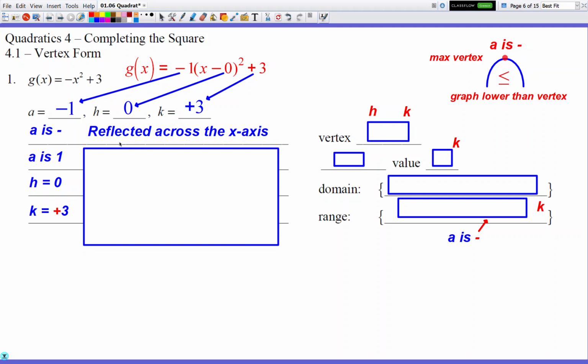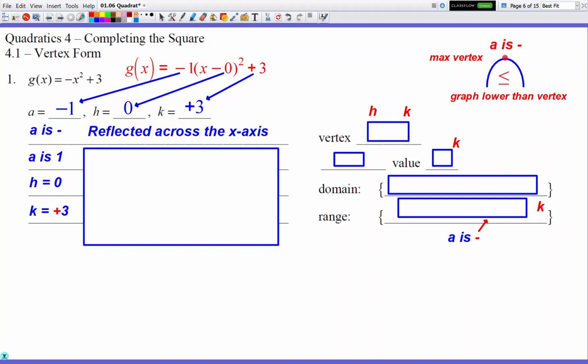Please don't say reflected over the x-axis. Please don't say mirrored across the x-axis. I want you to say reflected across the x-axis. Stick with the words that I use, because I want to create some consistency. So please, like I said, stick with the word choice that I'm saying: reflected across the x-axis for a negative A value, and not reflected across the x-axis for positive A values.